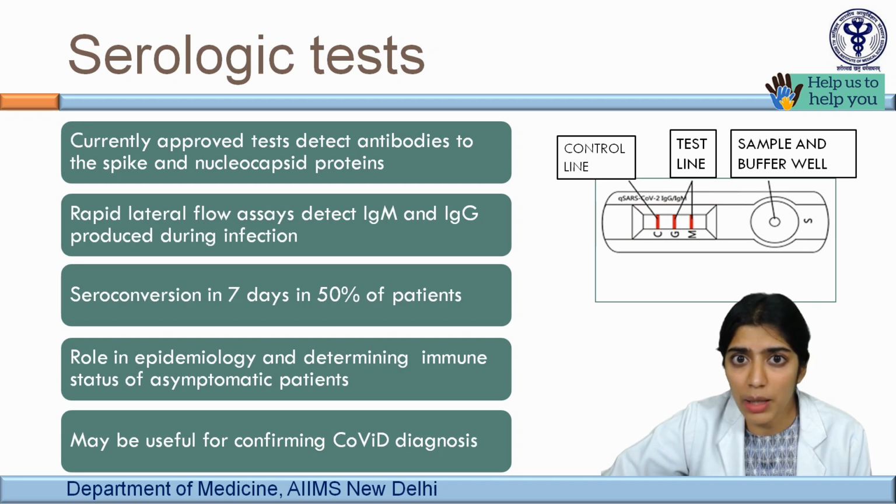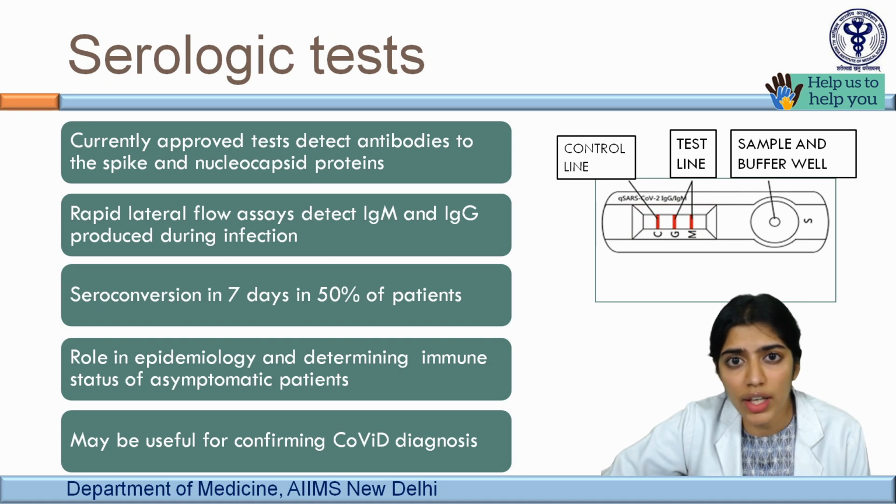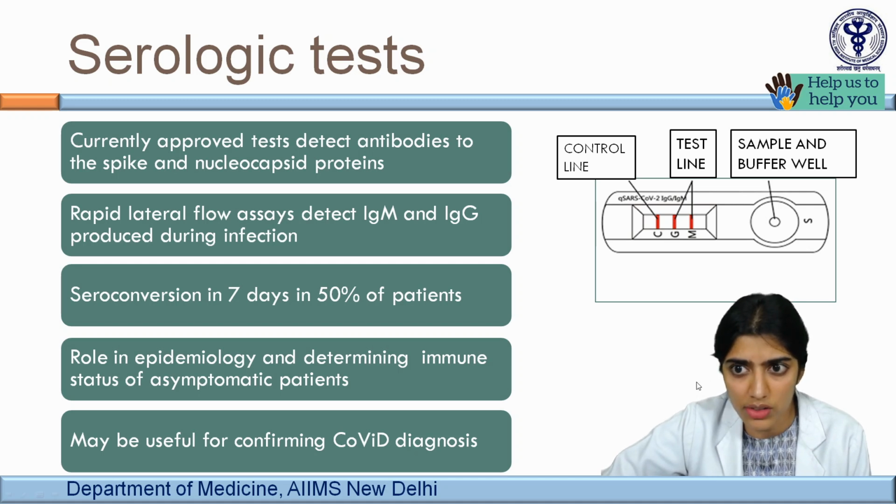What are the serological tests that we have available with us? These tests primarily detect antibodies that the patient forms against the virus once infected. Primarily, the antibodies detected are those against the nucleocapsid protein and the spike protein. These include IgG and IgM antibodies.